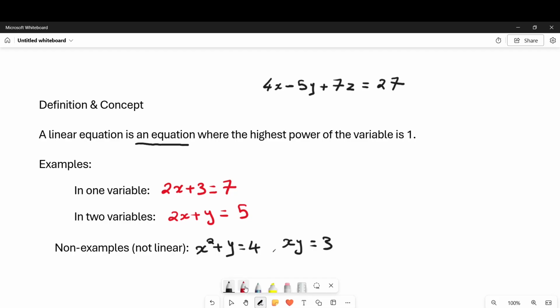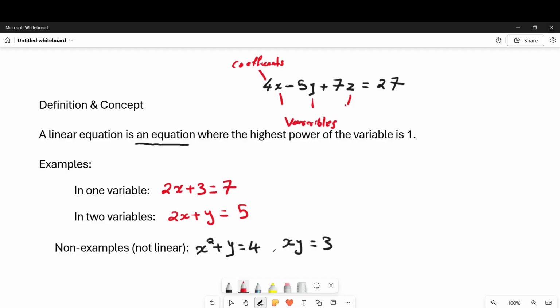Another informal definition is that it's a sum of numbers multiplied by variables, and it is equal to a number. Here, this is called a coefficient. A coefficient is a number times a variable, the number just before the variable. Here x, y, and z are called variables.